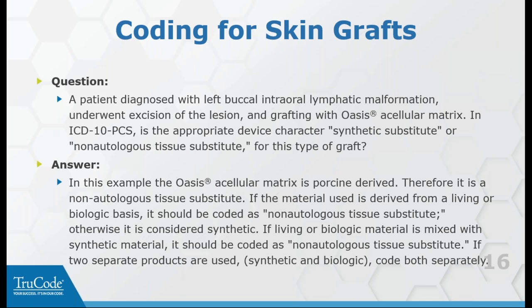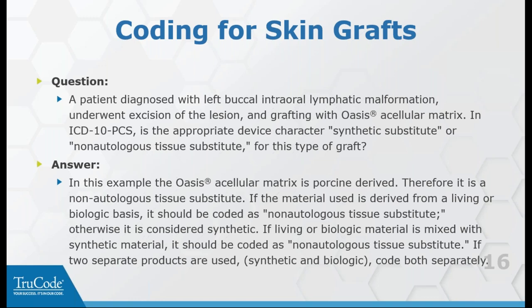And the example that they did provide us is replacement of the breast with a DIEP flap. And in that case, the excision of the flap is not coded separately, because the qualifier value specifies the site of the autograft. And I did include a snippet here of the seventh character qualifiers that are included in the replacement table. So if we do have one of these types of autografts, we wouldn't code the excision separately in those situations.